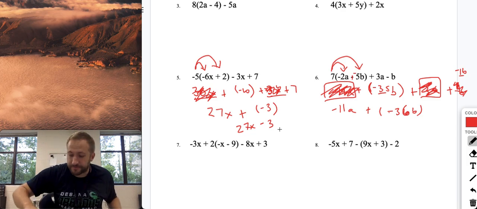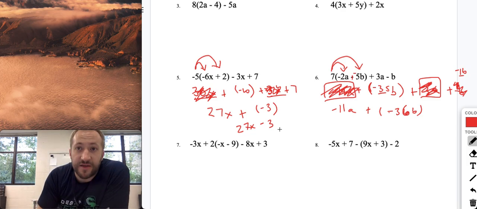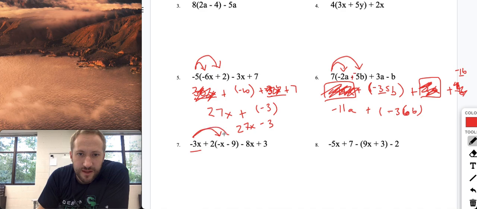Now, looking at this, a lot of kids see this and they want to distribute the number that's furthest left. They want to use this negative 3x and start doing this. We don't do that. The number we distribute is the number that is connected to the parentheses. The number connected to the parentheses here is 2. I'm going to distribute the 2 to everything inside.